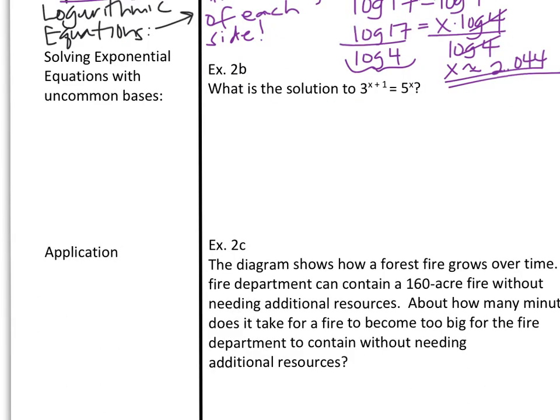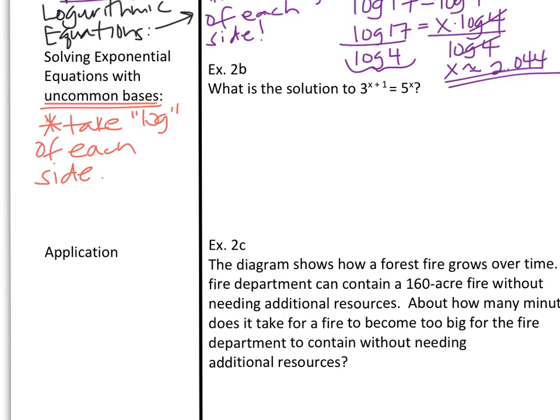When you have bases on each side of an exponential equation and you can't get them to match, this is what we would call uncommon bases, like the example up above in 2a. What we'll do is take the log of each side. We'll apply that property of equality. From there, we'll have to apply our other properties and simplify. Be careful with your order of operations here.